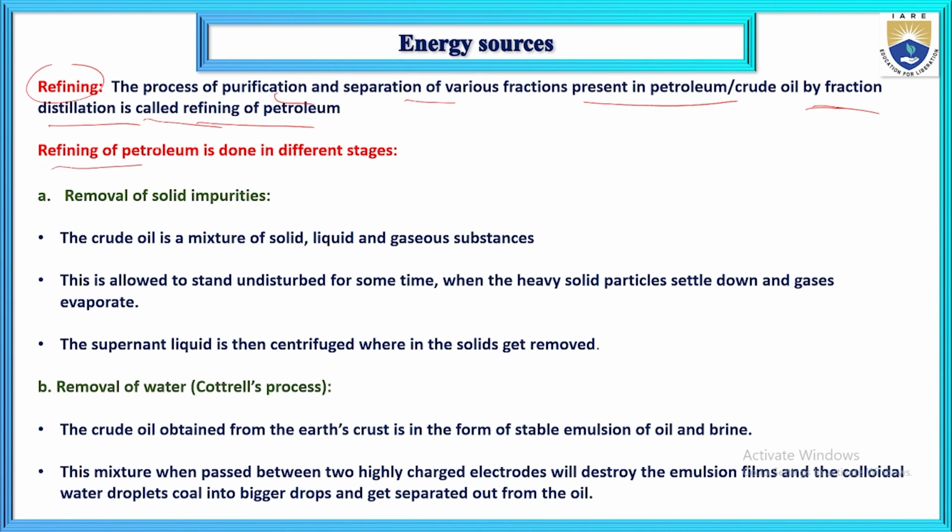The refining of petroleum is done in different stages. The first stage is removal of solid impurities. The petroleum or crude oil contains solid impurities. The crude oil is a mixture of solid, liquid and gaseous substances, and any of them may be present in the crude oil. It is allowed to stand undisturbed for some time.